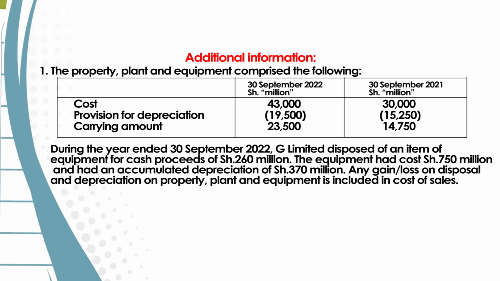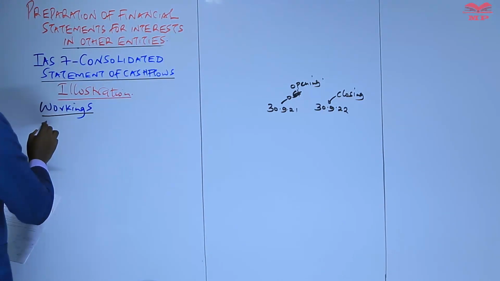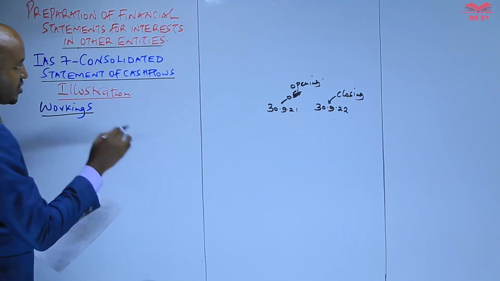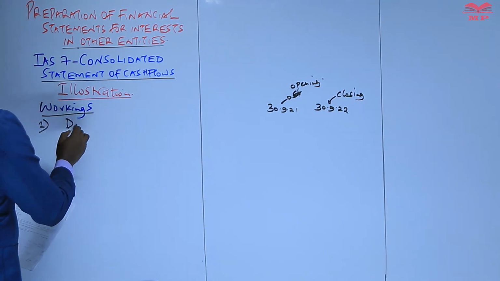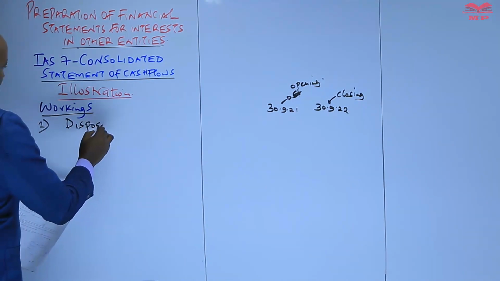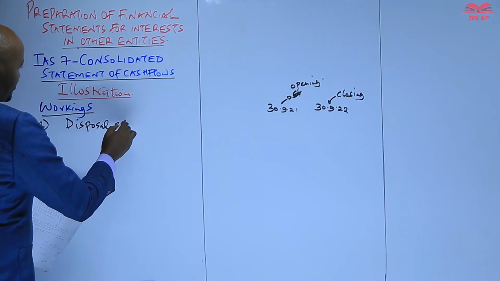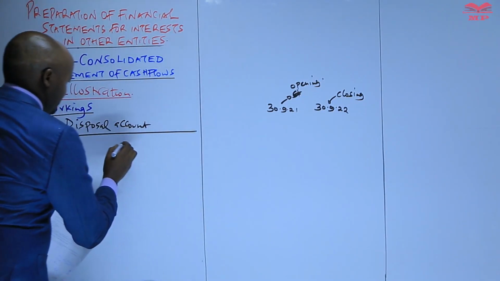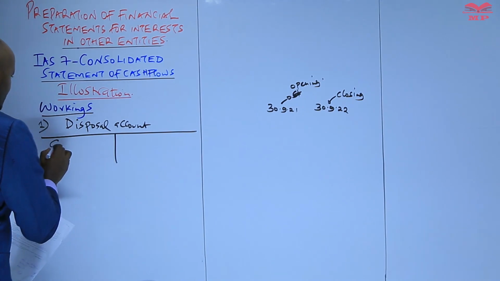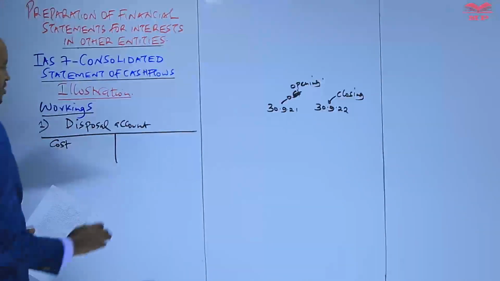So anytime one of the companies within the group sells an asset, what we need to do is basically to determine the gain or the loss on disposal. So we determine the gain or loss on disposal by preparing something called the disposal account. The disposal account. So this particular account, number one, we debit with the cost of the asset which was disposed.